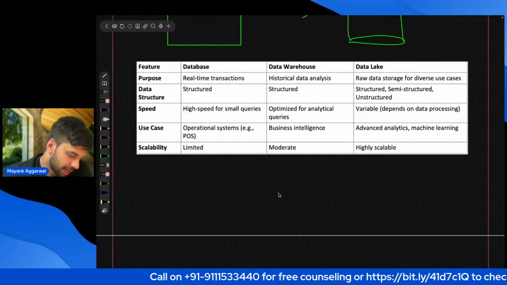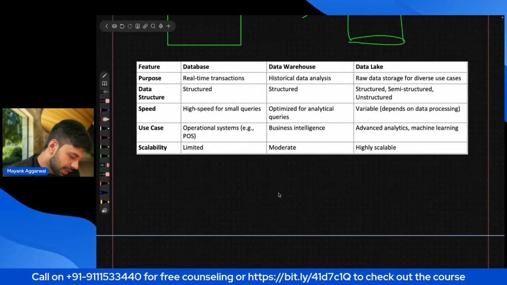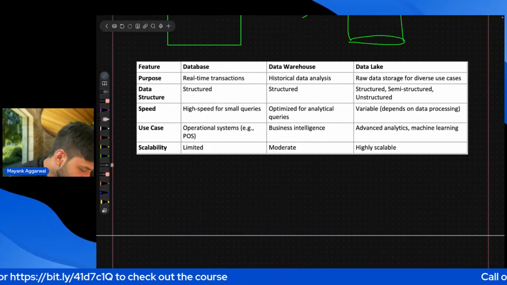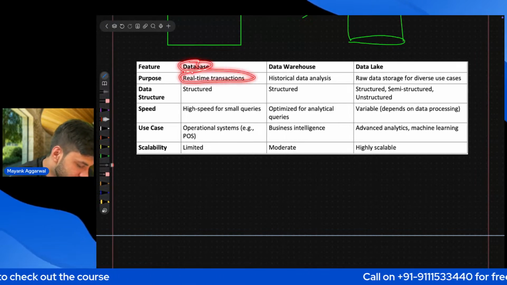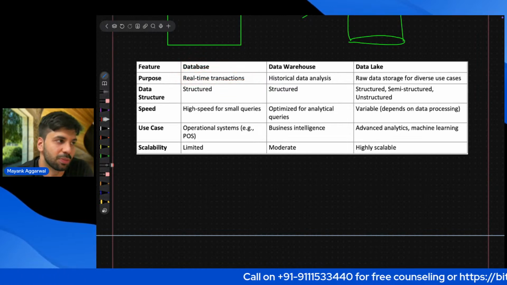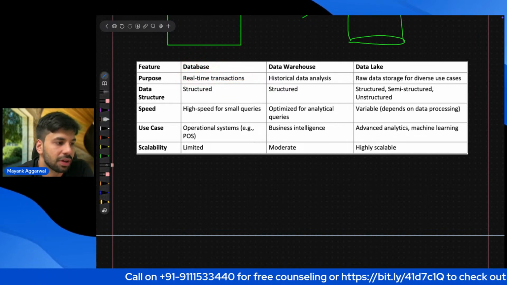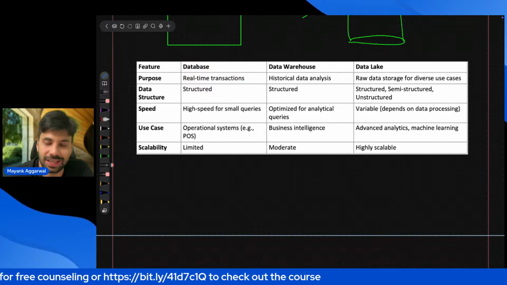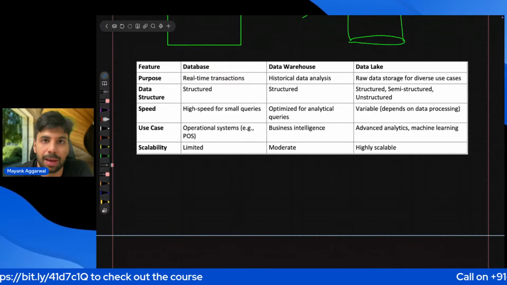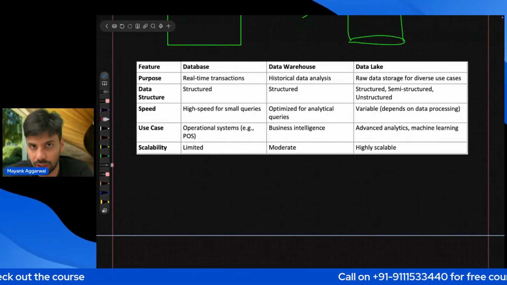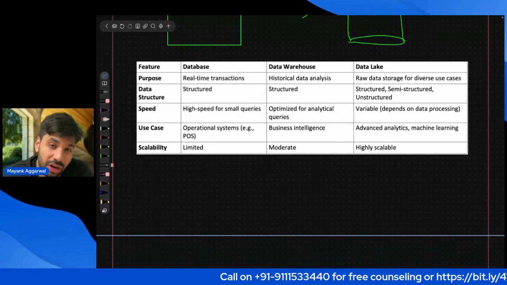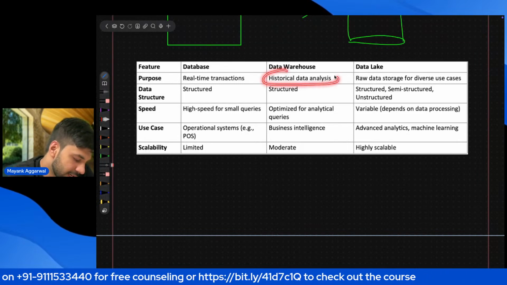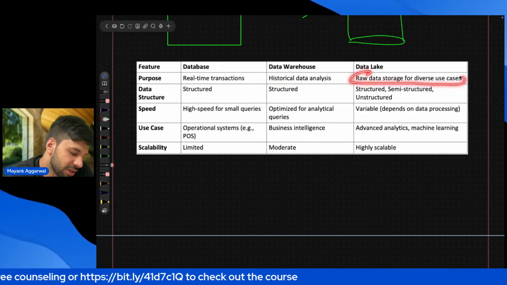Pay attention, everyone. So what exactly is happening here? These are my notes, which I will be sharing. Database role is for real-time transactions. When you purchase anything from Swiggy or anywhere, they store it in a SQL-based database, where they know a real-time transaction happened. Transaction, what is it? Any action which you take: buying an item, asking for a refund, making a payment, all this is handled in a database. Data warehouse is majorly used for historical data analysis, and data lake for raw data storage for diverse use cases.